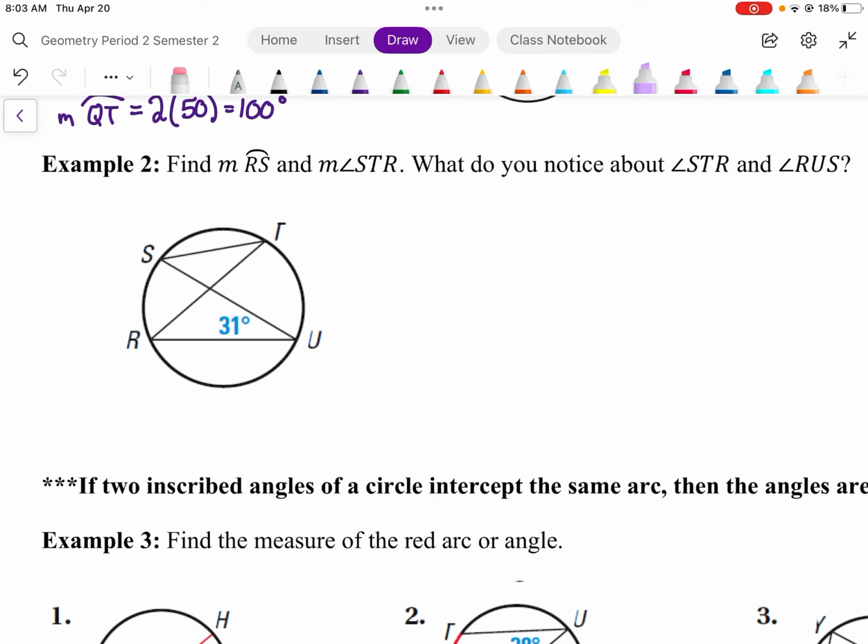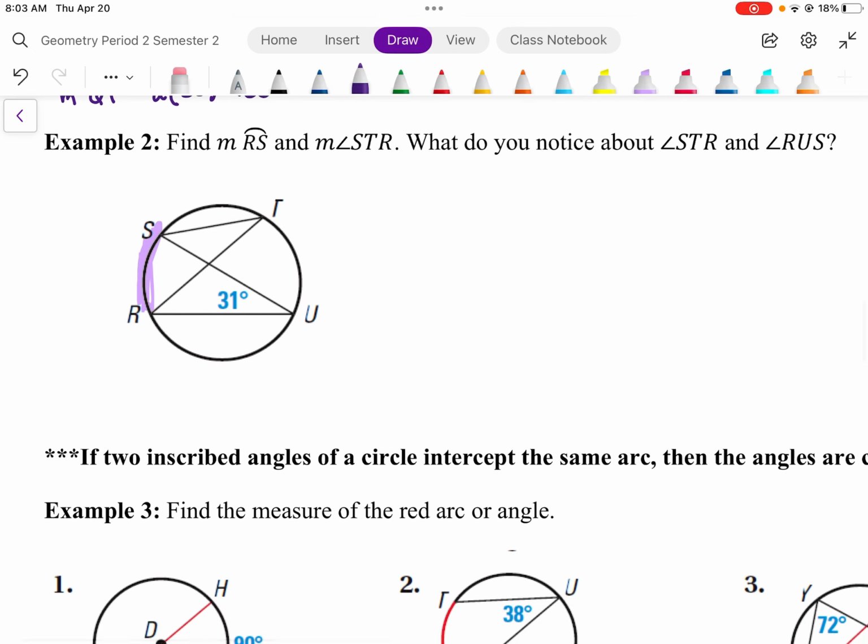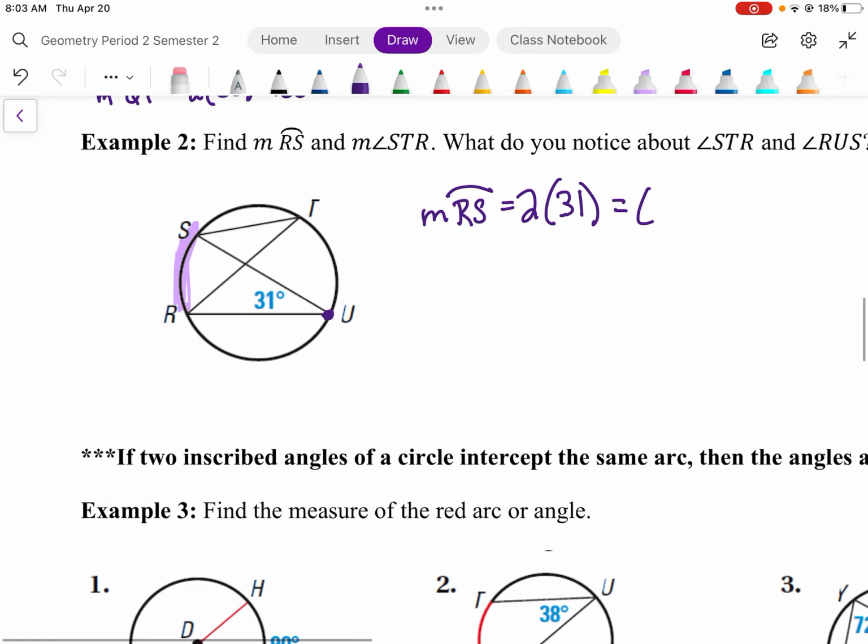Okay, so if we start with the measure of arc RS, that would be this portion right here. We do know the inscribed angle is 31 degrees. So because we're looking for the measure of the arc, we're going to take 2 times the angle, or 2 times 31. And that's going to give us 62 degrees.